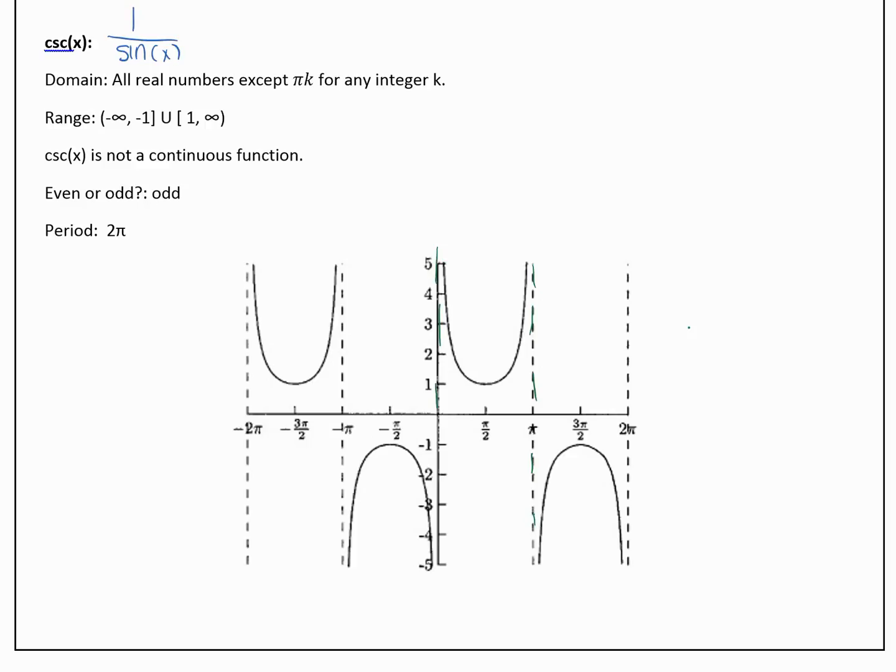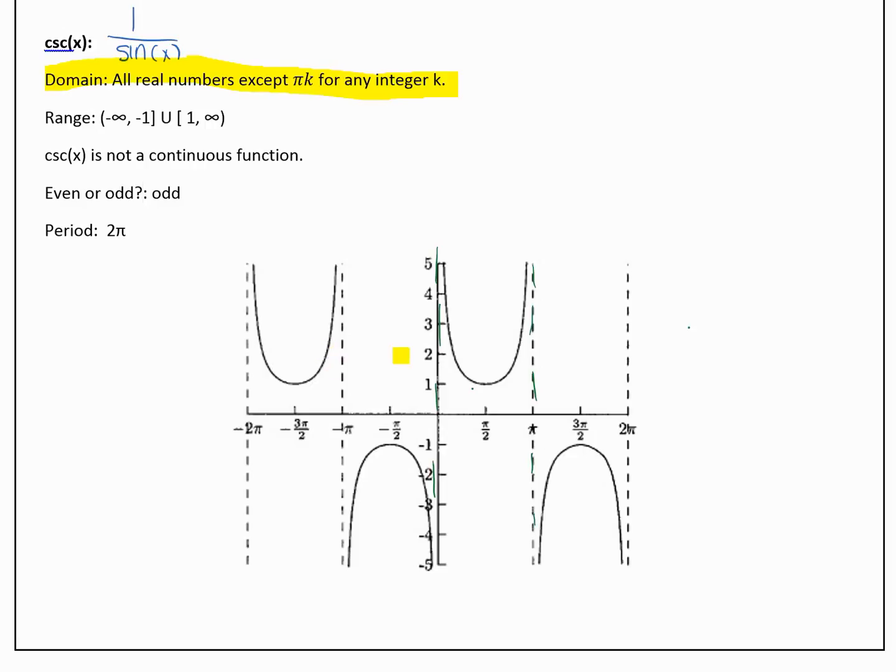0 would be one of those places. Okay, so that means those values can't be in our domain. So the way that we write out the domain for cosecant of x is all real numbers except for pi k, where k is any integer. So we're saying any multiple of pi, 0 pi, 1 pi, 2 pi. Here it'd be negative 1 pi, negative 2 pi. You get an asymptote. It's undefined.